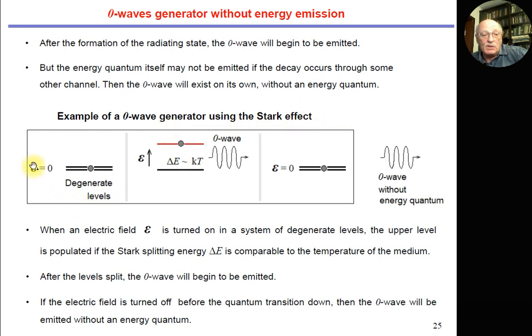When an electric field ε is turned on in a system of two degenerate levels, the upper level is populated if the Stark splitting energy ΔE is comparable to the temperature of the medium. After the levels split, the zero wave will begin to be emitted. And if the electric field is turned off before the quantum transition down, then the zero wave will be emitted without the energy quantum.